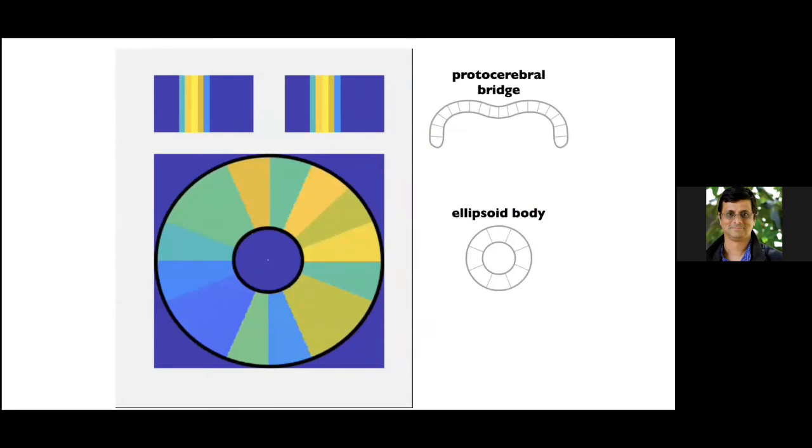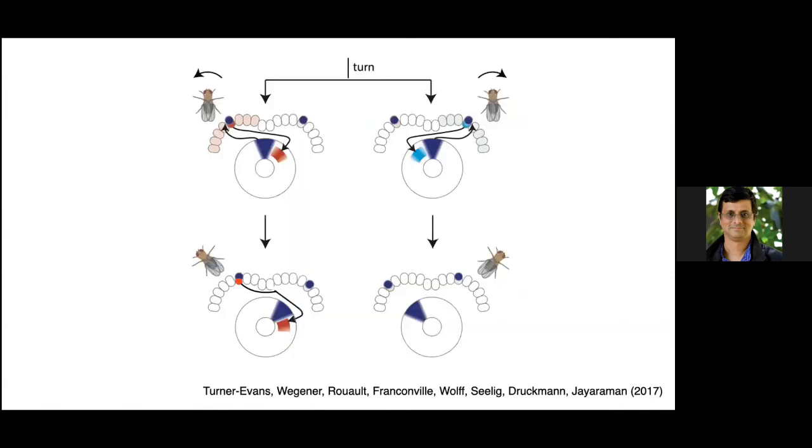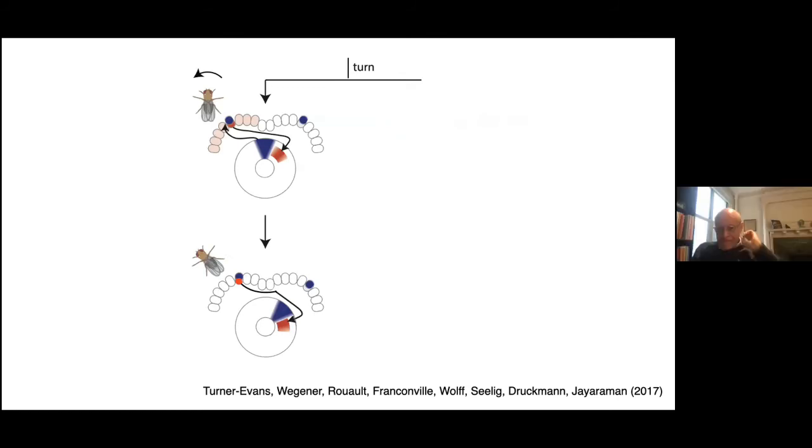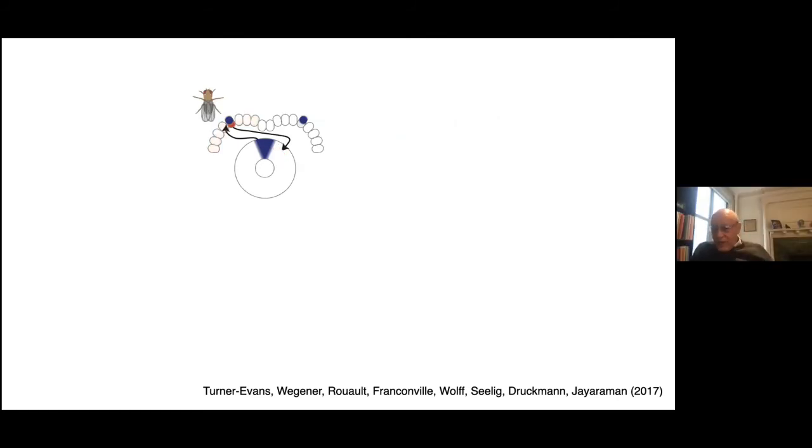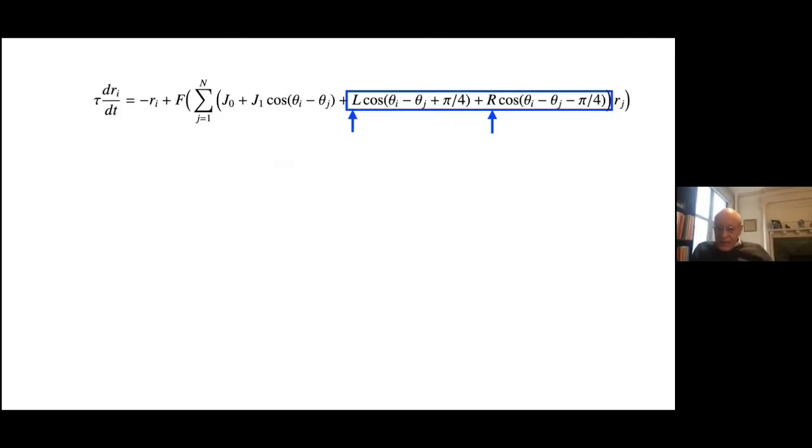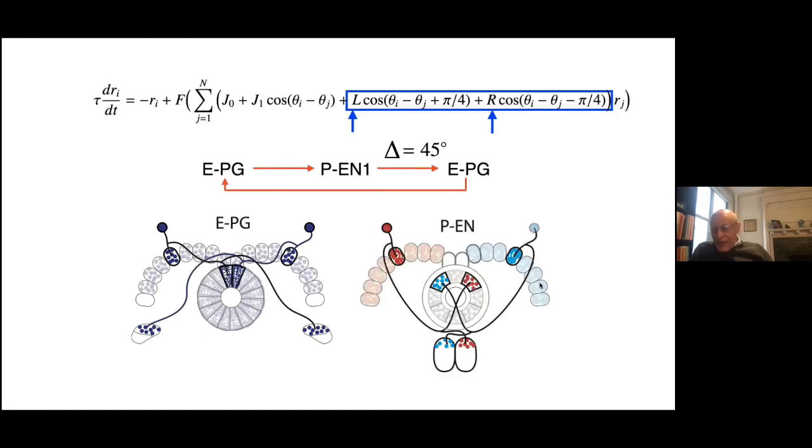Why is the angle shift 45 degrees and not any other value? Does this value hold any special significance to the fly? In what I'm talking about now, no, it doesn't really matter. It's just convenient, I think, for the anatomy because it bumps over to the next compartment, right?